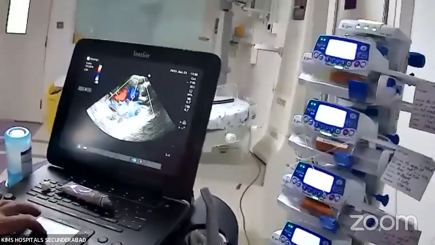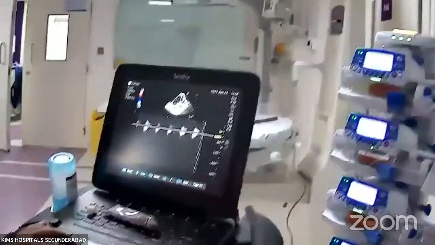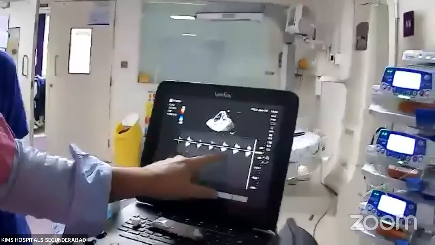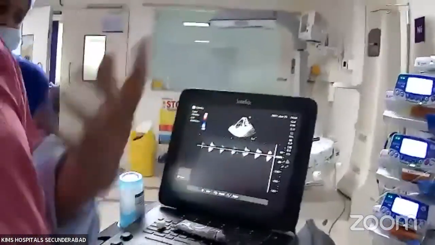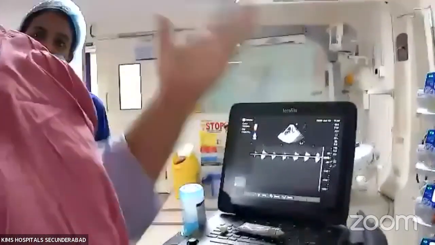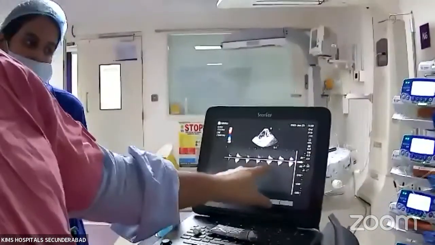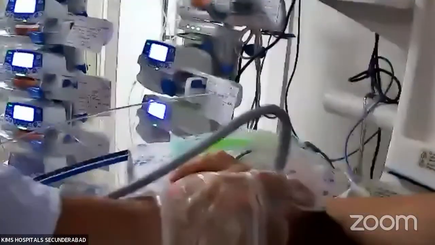Now I am putting the Doppler here. See, it's only showing the lower. That means the PDA is only shunting, and we expect that because we got the PA pressure of 90, which is more than systemic. That means it's going from the PA towards the aorta. So that is related to that. It's all showing a hypertensive PDA.